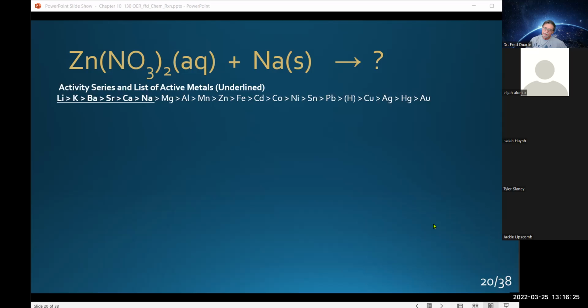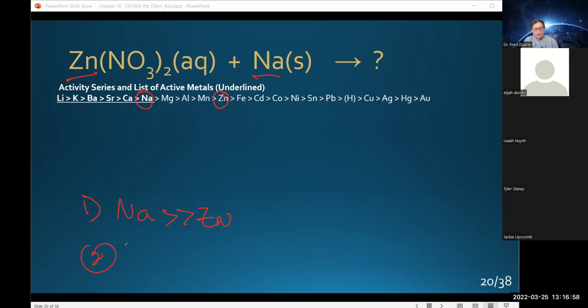Well, let's take a look at this one. We have aqueous zinc nitrate in the presence of sodium metal. So step number one, we have to find the metals, regardless of whether they are in elemental form or in compound form. We're just comparing the metals. We've got zinc there and sodium right there. So number one says that sodium is a lot more reactive than zinc, okay?